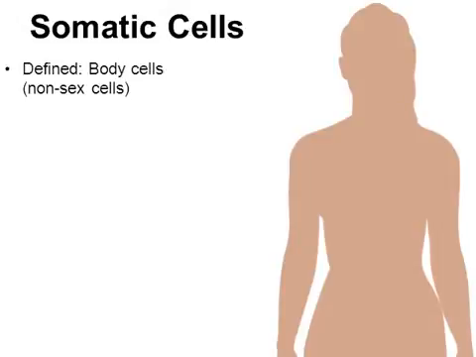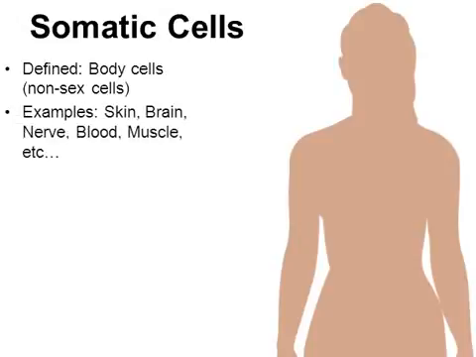And like it says, somatic cells are defined as body cells, cells of your body, non-sex cells. So examples of cells of your body: skin cells, brain cells, nerve, muscle, white blood cells, red blood cells. And so these are what we mean by somatic cells.